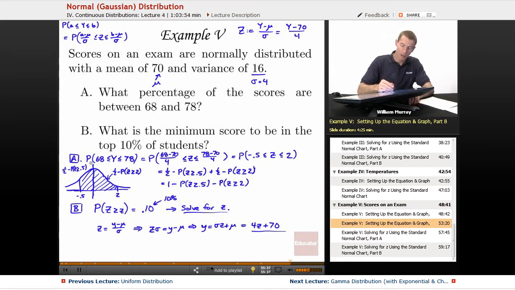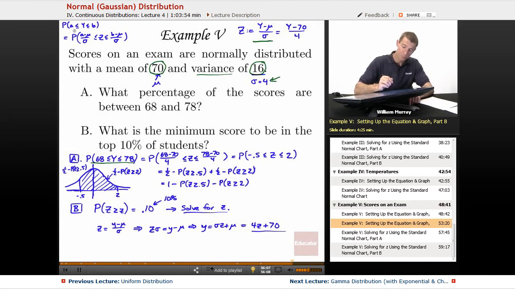We wanted to find the probability that y was between 68 and 78. So y is a non-standard normal variable. I converted it into a standard normal variable here, y minus mu over sigma. And my mu is given by the problem here. Sigma is, well, it says variance. The standard deviation is the square root of the variance. So the standard deviation is the square root of 16. That's why I used 4 for the standard deviation.